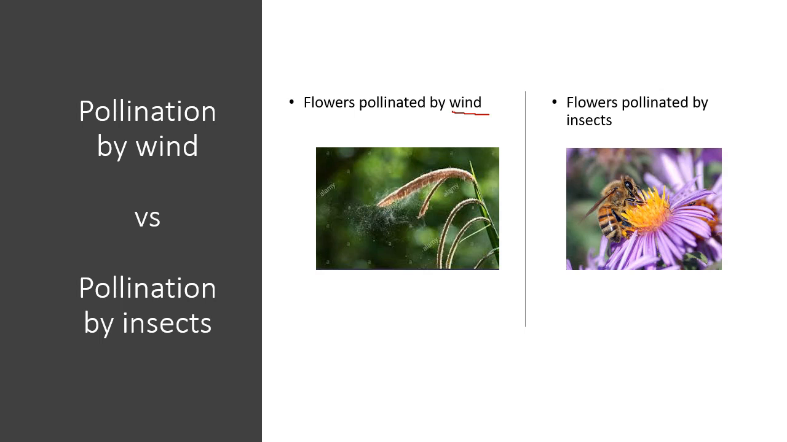And now let's talk about flowers pollinated by insect. Most of these flowers have bright colorful petals, and they have nectar. It's a sugary liquid in the flower, and they also have some scent. And these three things will attract insects to come to the flower, and that's how the insect becomes the pollinator.